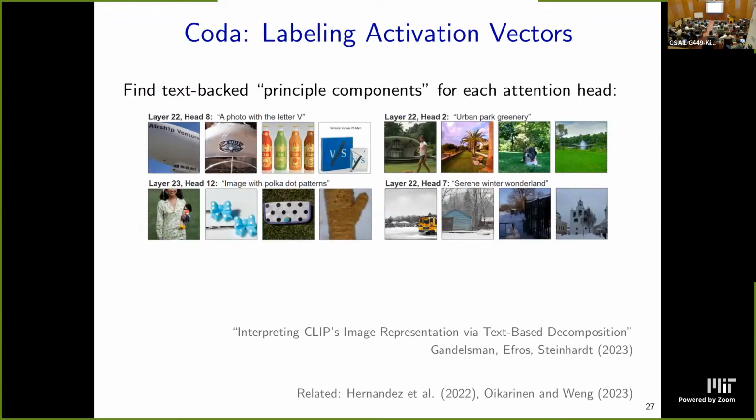Maybe one final thing, another example of cool stuff you can do with using language models as explanatory systems is you can also try to explain the internal representations of models. I won't go into this, but just a teaser for some very recent work we did on trying to interpret CLIP's internal representations using language. You get nice text back, principal components for each attention head. For instance, layer 22 head 8 is about photos with the letter V, and there are some important caveats about whether this generalizes to the bulk of the distribution, but at least if you look at the top images, they're all V's.